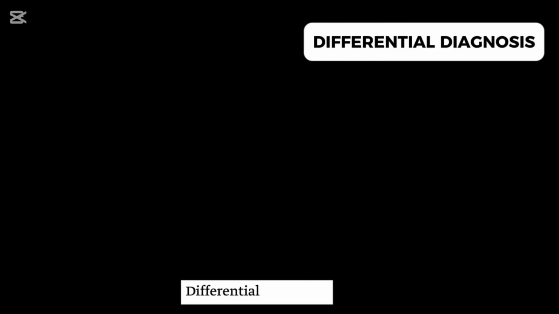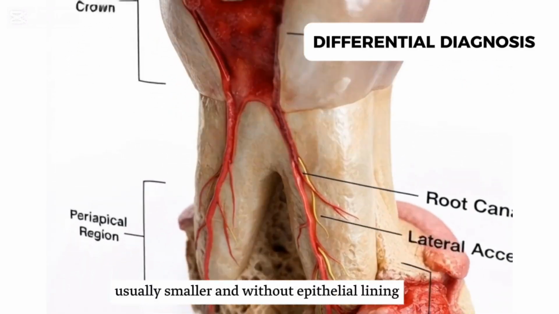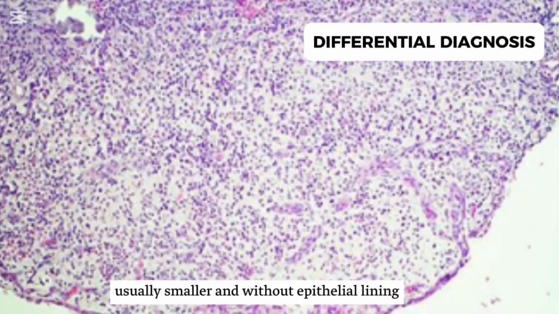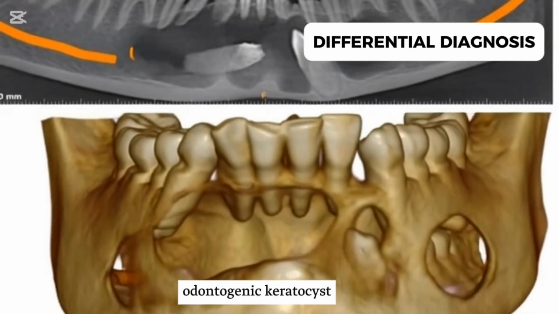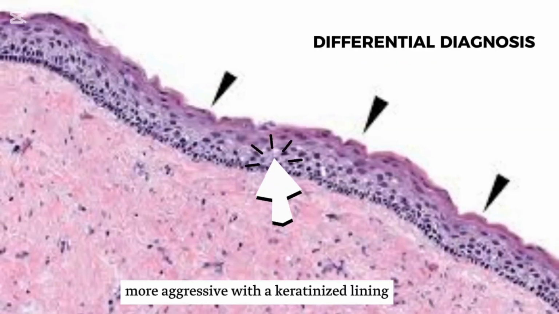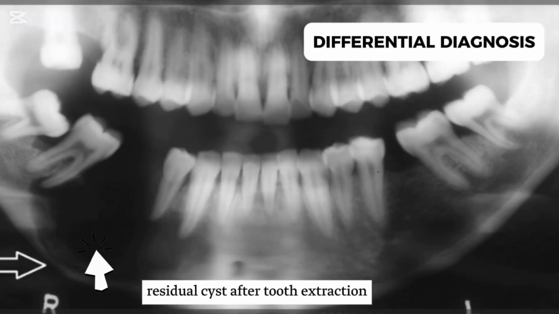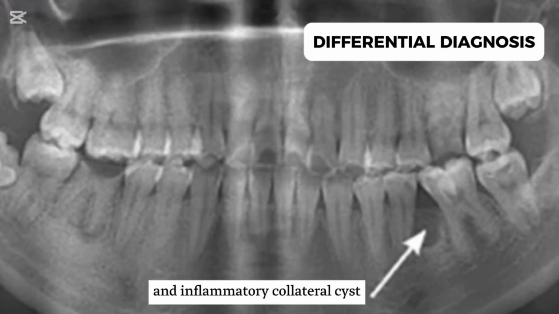The differential diagnosis includes periapical granuloma, usually smaller and without epithelial lining; lateral periodontal cyst, linked to a vital tooth; odontogenic keratocyst, more aggressive with a keratinized lining; residual cyst after tooth extraction; and inflammatory collateral cyst related to pericoronitis.